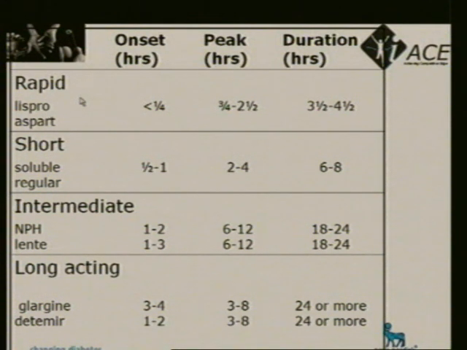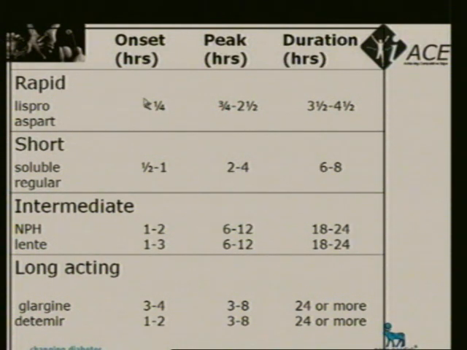There are three criteria which are going to be discussed in these slides. One is the onset of action after injection. How many hours does it take for the action to start? What is the peak action and what is the duration of action? And insulin Lispro and Aspart have a very quick onset of action, have a short peak action and a shorter duration of action.